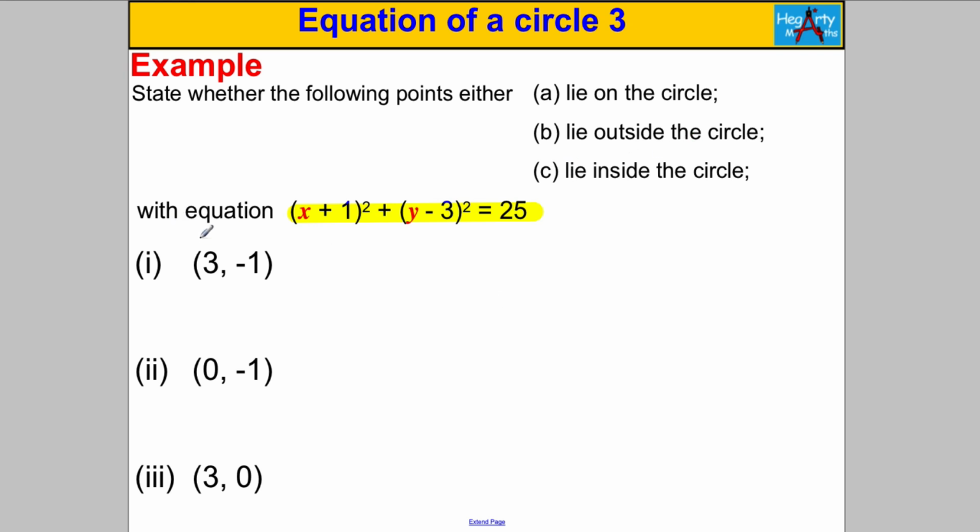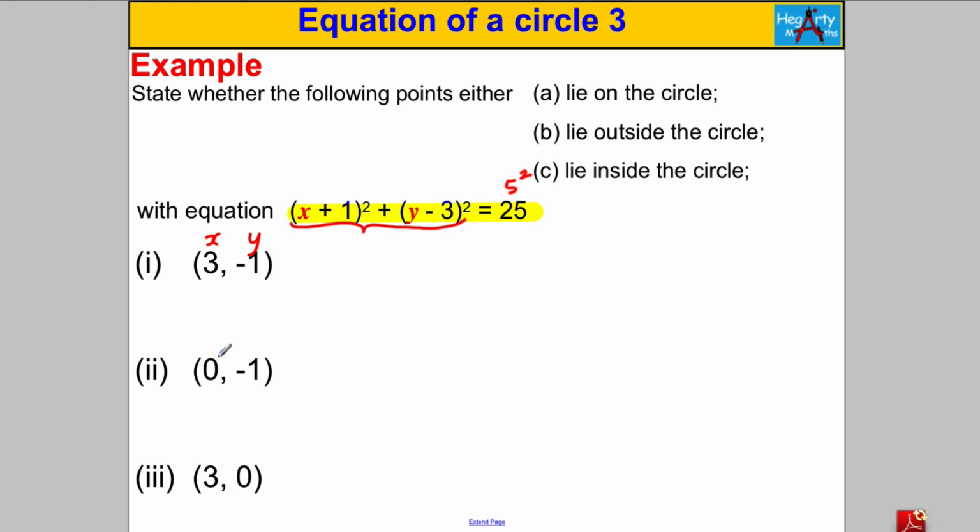So what we're going to do for the first one, we're going to call that Rx and call that Ry. We're going to substitute those values into this expression here, the left hand side of the equation of a circle. If we get 25, hey presto, it lies on the circle. If we get more than 25, the distance between our point and the center of the circle must be more than 5, more than the radius. Remember, this is 5 squared.